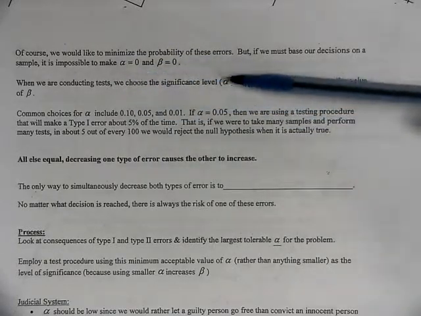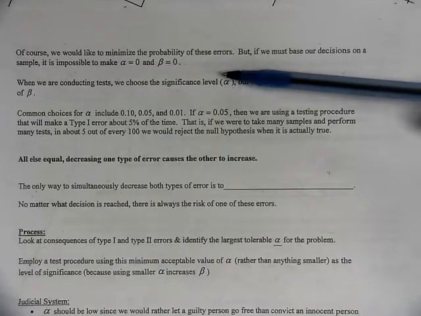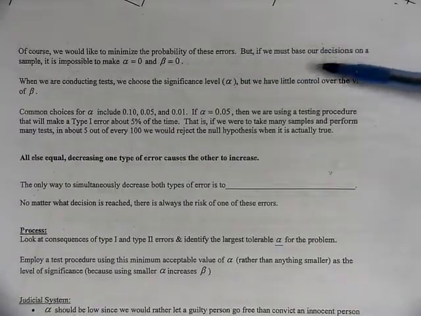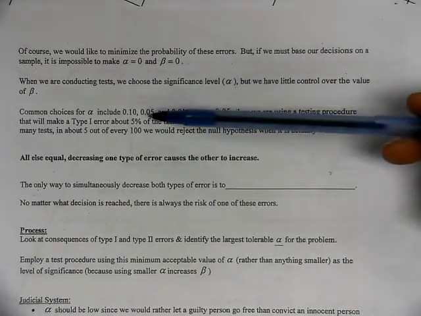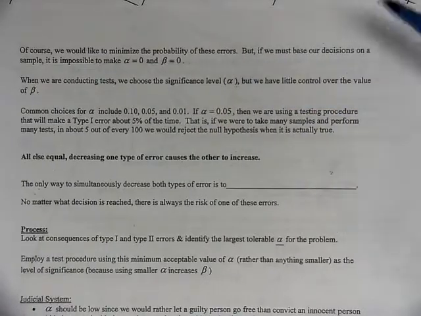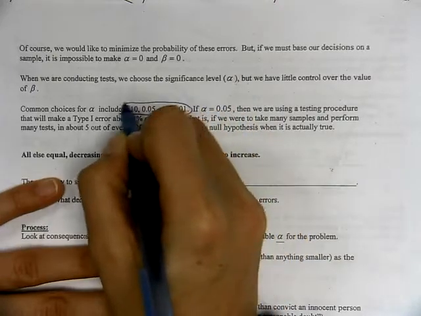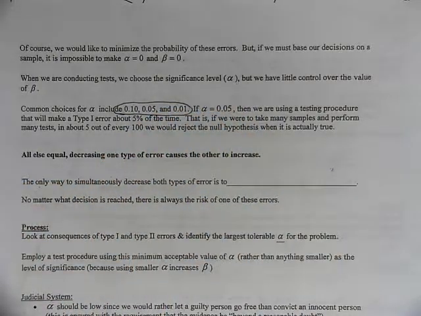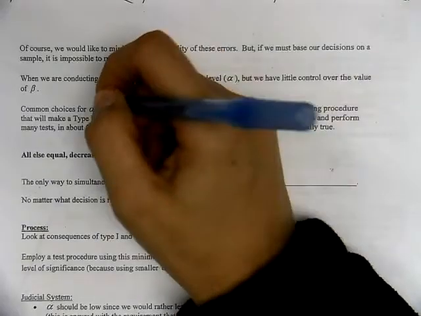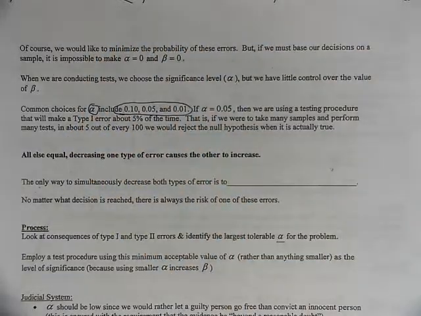So when we're conducting tests, the only thing we can change is our significance level. We don't have really control over beta, but we can control alpha. So here are your three options for alpha. 0.1, 0.05, and 0.01. Those are our three options for alpha. Sometimes in the problem, they will give you alpha.